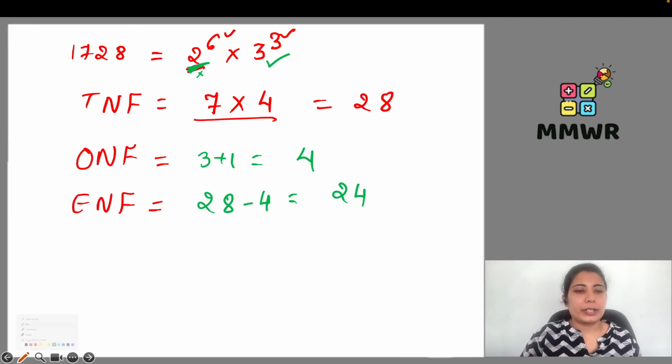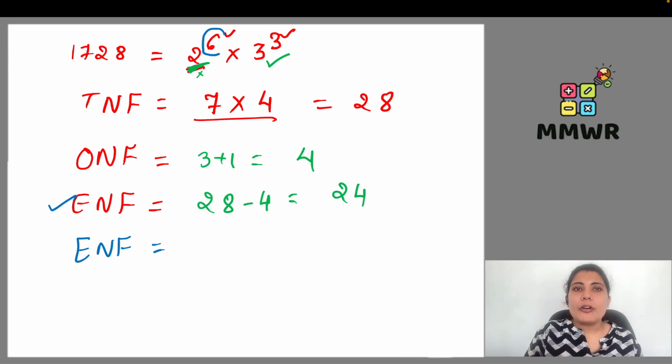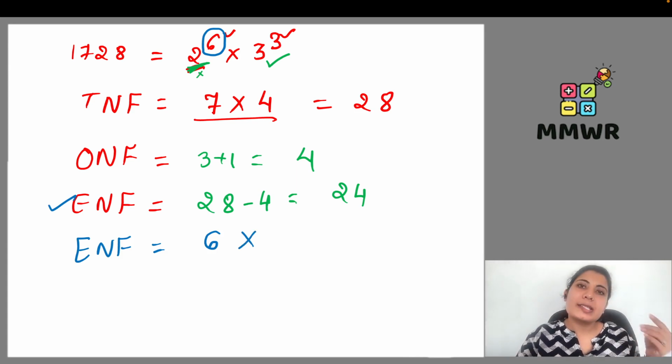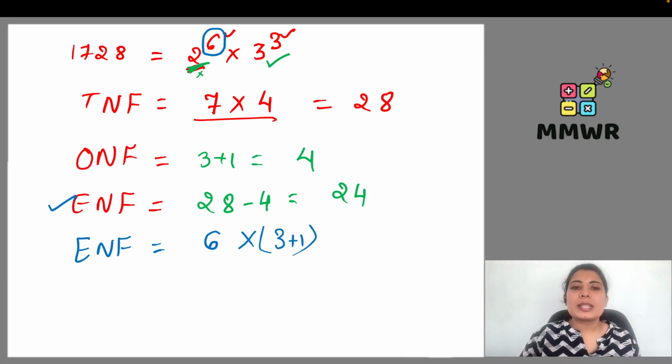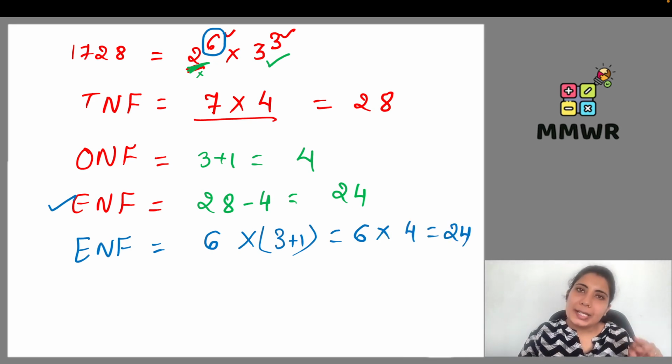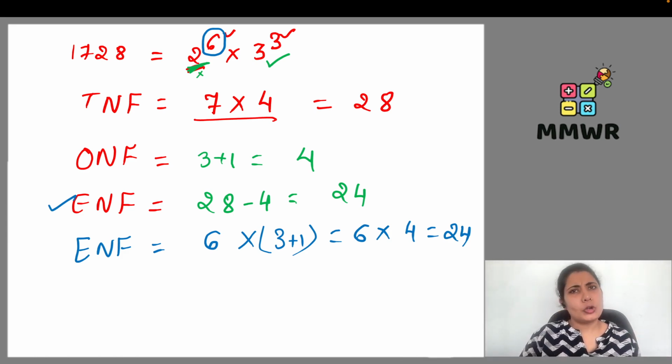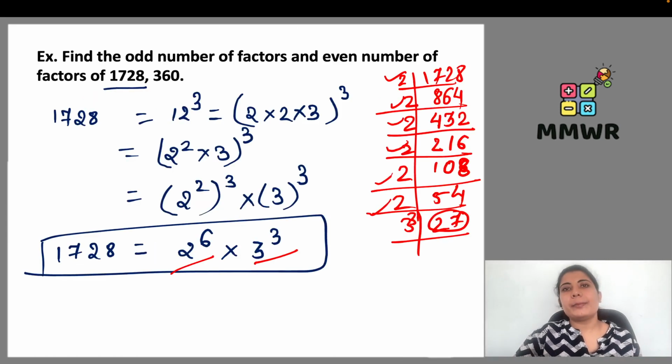Okay? Even number of factors. What I can do for even number of factors, I have an alternate method which says the power of base 2 should be written as it is without taking the successor of it. So the power of 2 is 6, I will write 6 as it is. The power of 3, 3, I will make 3 plus 1. So this gives me 6 multiply 4 is 24. So out of 28, 4 of them are odd, 24 of them are the even factors. I hope it's easy, right? We can easily apply it. It is such a time saver for us.